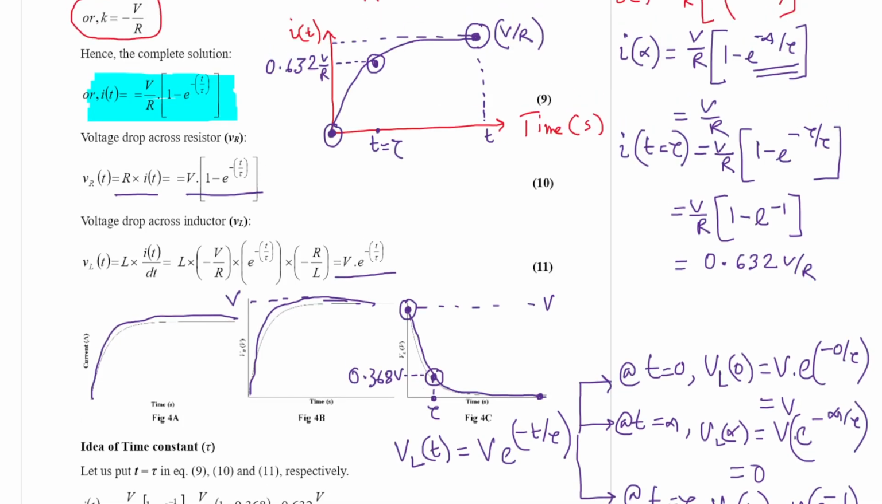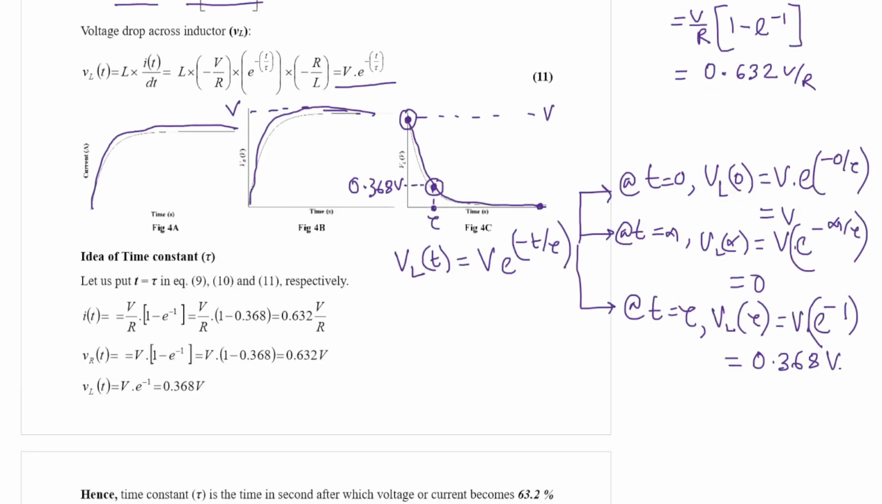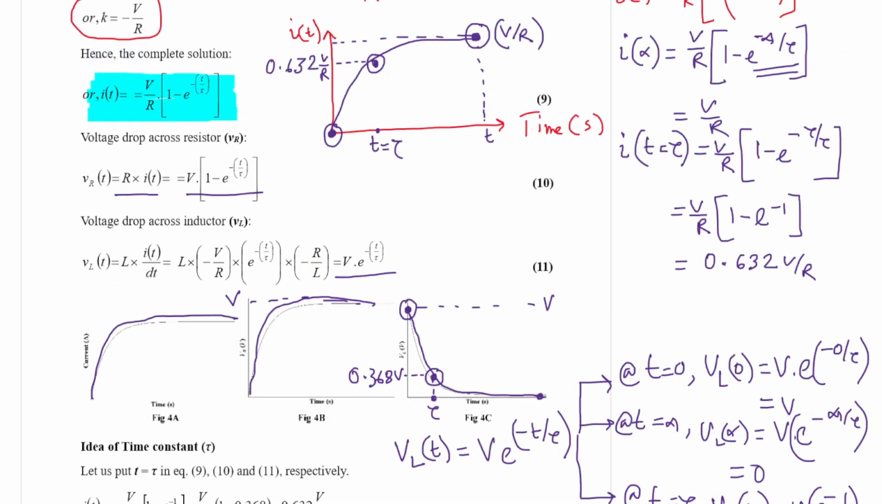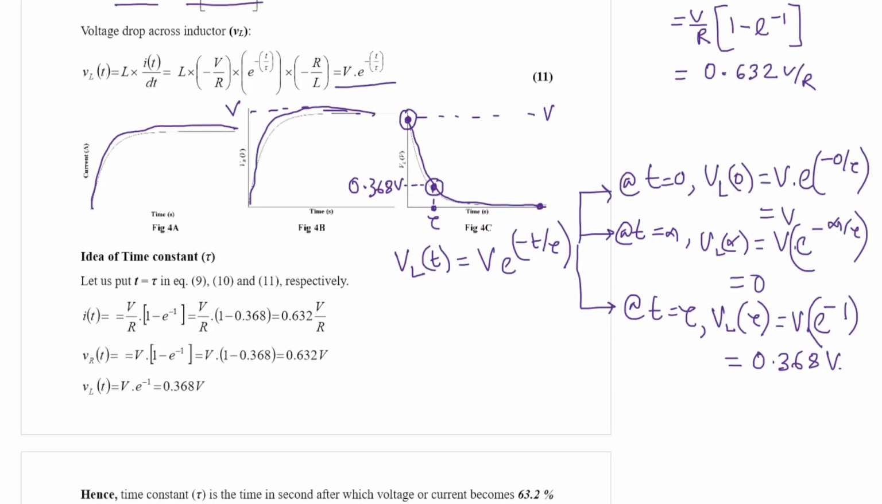Okay, so we shall get these three expressions for current, voltage across resistance, and voltage across inductance. Now let us try to understand what is the significance of time constant. If you put t equal to tau in the current expression, you will get current is 0.632 V by R. That means 63.2% of V by R.